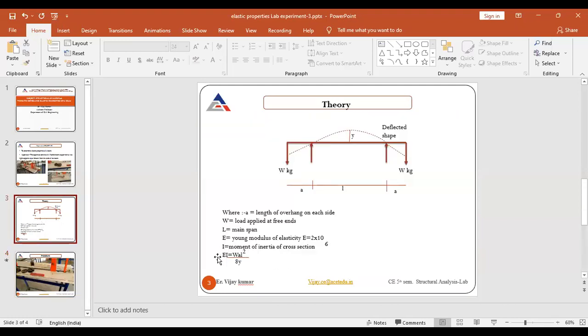This is the relation. First, theoretically, you need to find out after putting the W weight, that is W1, on both sides. You need to count W and W, that is 2 kg over there. a is the overhang span that we already measured. Put that value, and L, this length, squared, divided by 8y. Y we measure from the dial gauge reading, which comes out to be 8 into 1.05, and that is all about this experiment. That's all.